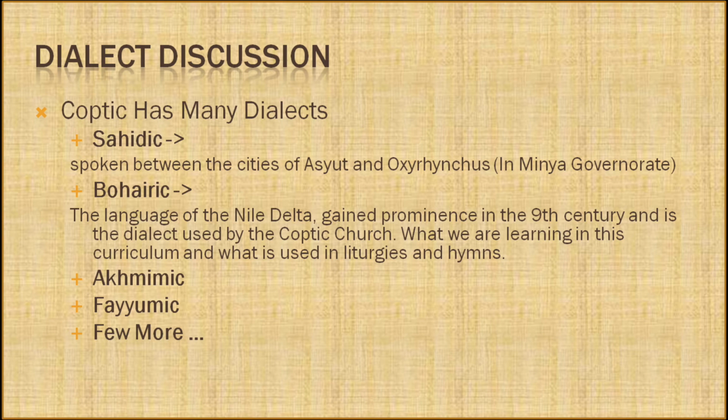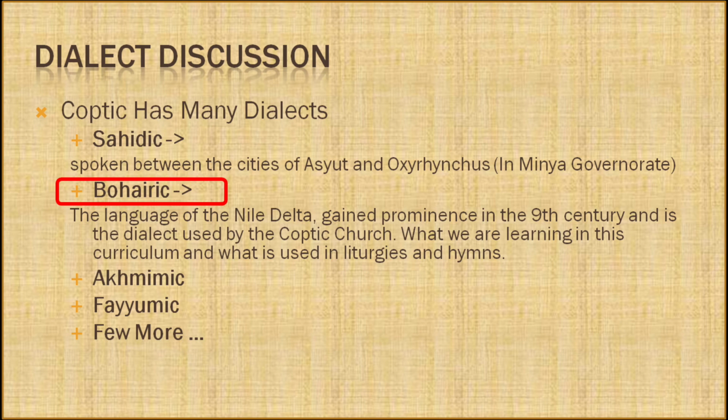And then there is Bohairic Coptic. This is the language of the geographic region around the Nile Delta, again prominent in the 9th century, and it is the dialect used by the Coptic Church. Whenever someone tells you, I'm going to teach you Coptic, they're probably teaching you Bohairic Coptic. And I'm no different. My curriculum, the one we're learning, is Bohairic Coptic. The reason everyone teaches Bohairic Coptic is because this is the one used for liturgies and hymns. So if you want to be able to read liturgical text and hymns, you have to go with Bohairic Coptic. And this is why everyone teaches it.